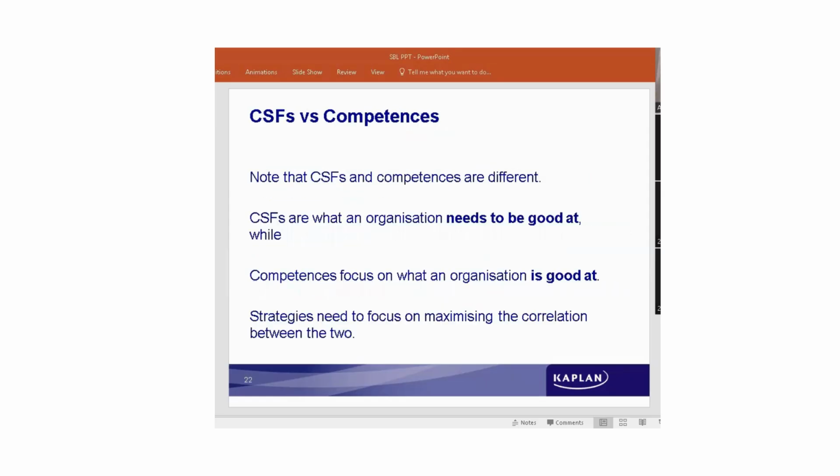We should not get confused between CSFs and competencies. Note that CSFs and competencies are different. CSFs are what you need to be good at; you have to implement them and do well in terms of CSFs. Hard work, put in hard work. Resources, utilize resources. Time, study whatever hours. Competencies focus on what an organization is already good at, what they already possess. CSFs, they have to do well in those areas. So those are CSFs and competencies. Strategies need to focus on maximizing the correlation between the.